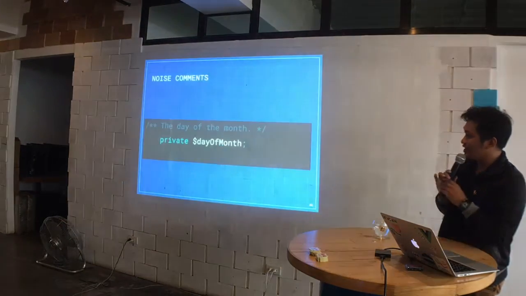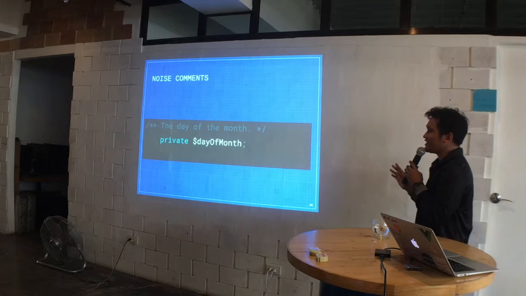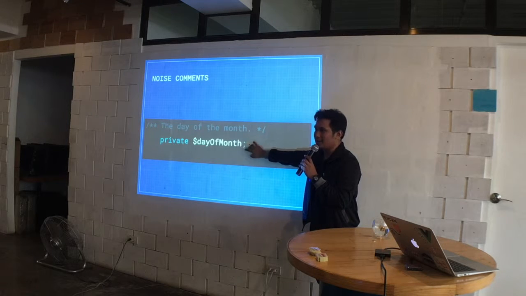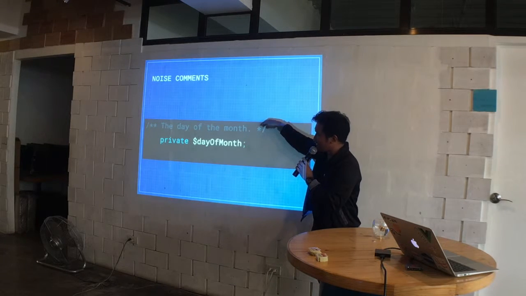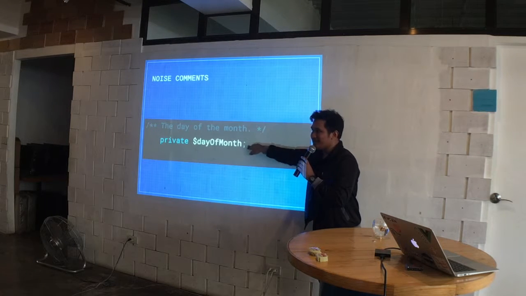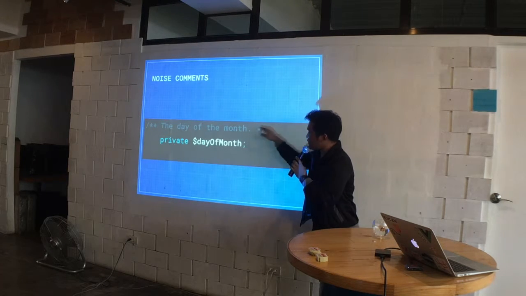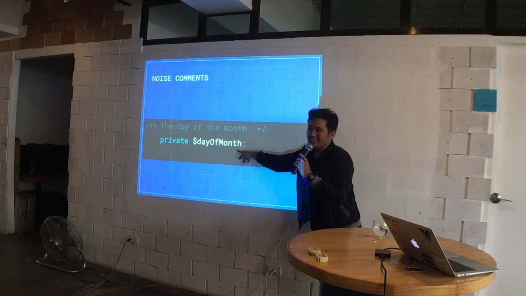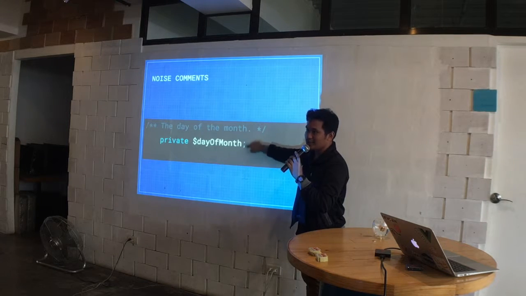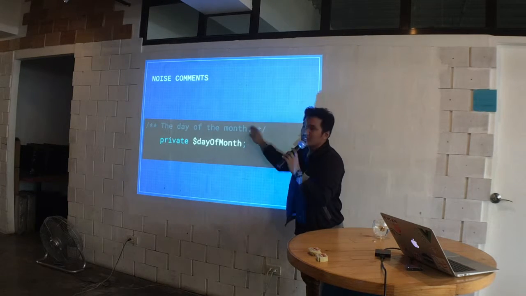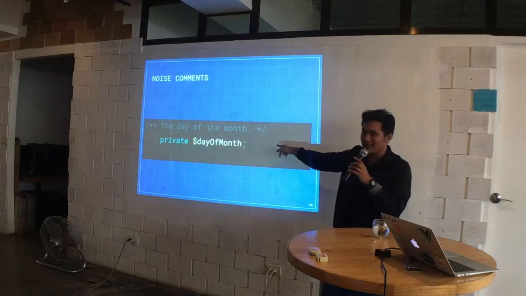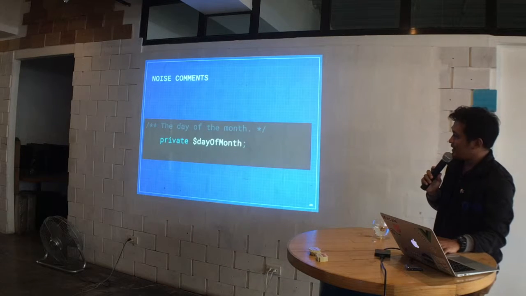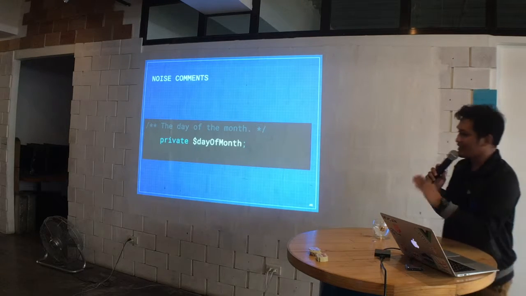Another point is noise comments. This is also an example of redundancy. You can see here that I declare a private variable day of month. And then I add a comment, the day of the month. So you're explaining it again. You don't need to write this comment because it's already here. Unless you have a different intention for this variable, you don't need to repeat the date of the month because it's already here. So those are noise comments. And I hope you will not apply this in your code.